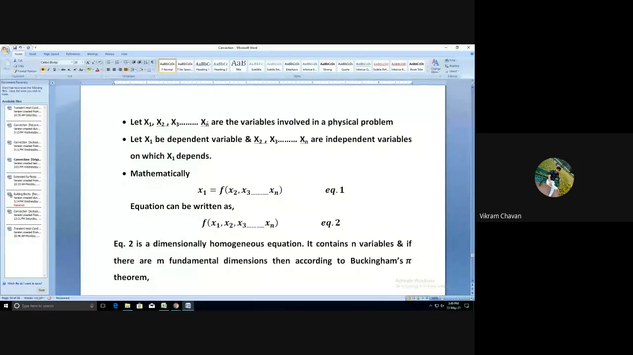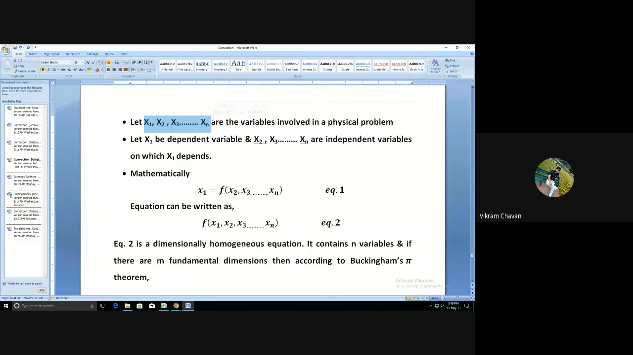We don't know how many variables there are, so in generalized form we are writing this derivation. Let us consider there are x suffix n number of variables included in a particular physical phenomenon. So we are counting the variables from x1 to x suffix n. That many variables are included in that particular physical phenomenon.